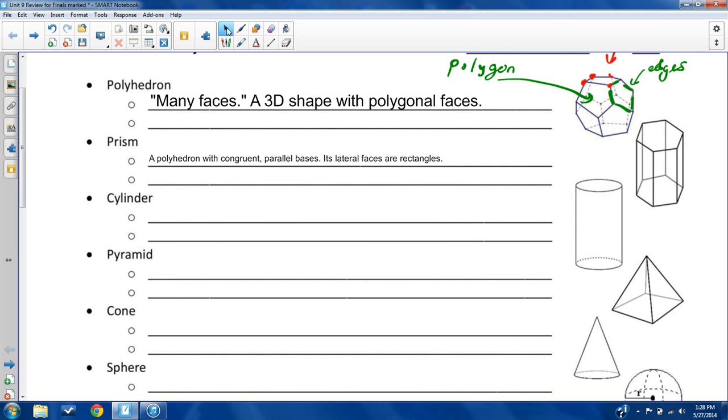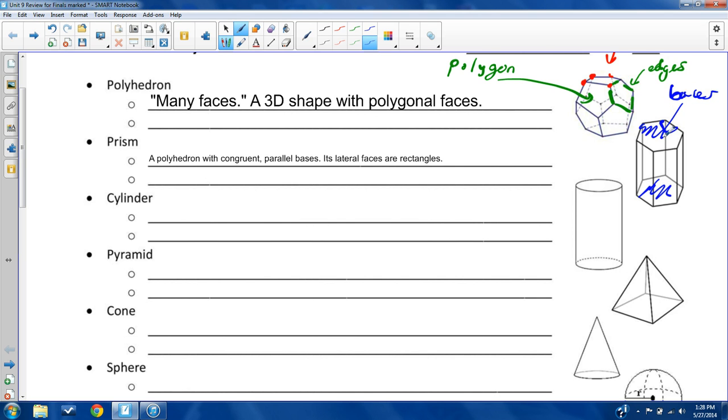So what we're looking at here for this prism, a polyhedron, meaning it's a 3D shape with polygonal faces. Everything here is going to be a polygon, including the top and bottom. Bases can be hexagons, rectangles, triangles, whatever they are, but that's the top and bottom. Those are called bases. And then the sides are the lateral faces, if you remember those. These are all going to be rectangles right here.